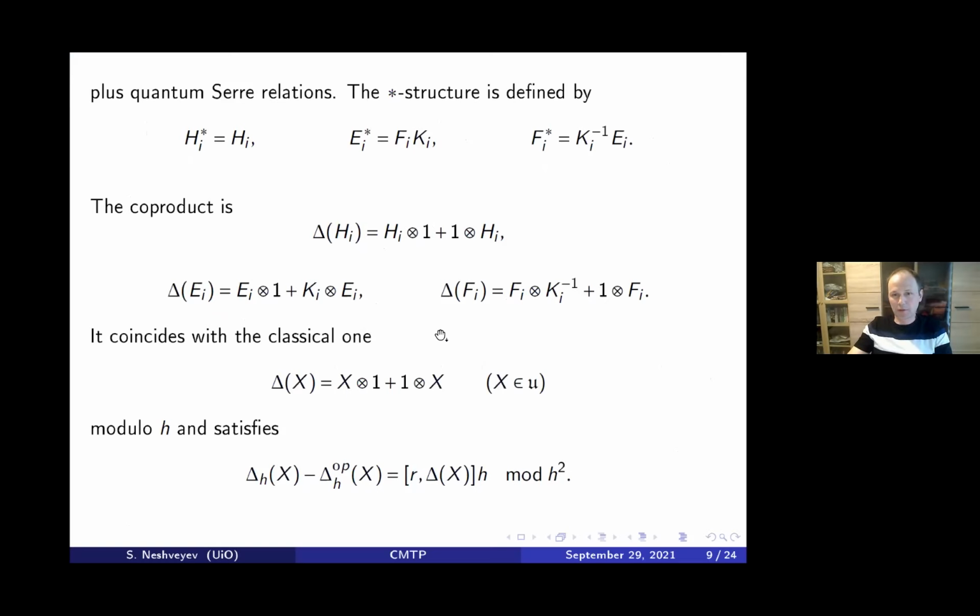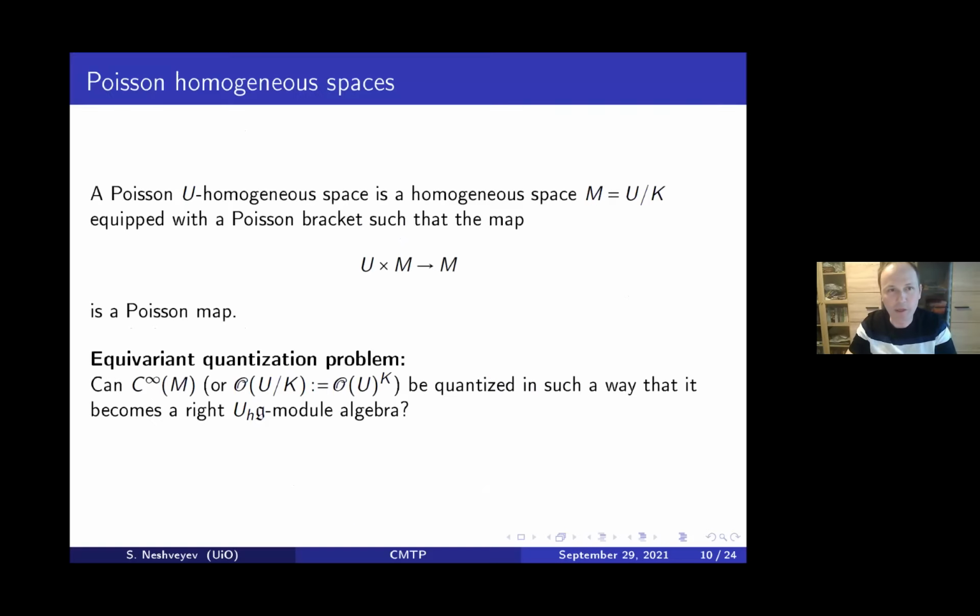So the coproduct is given by these formulas, and it quantizes this, so that the fact that you really get a quantization of your Poisson-Lie group is reflected by the property that this coproduct coincides with the classical one, modulo H. While if you look at semi-classical limits, then you have an identity of this form. If you take the coproduct and the coproduct with a flip, then you get this co-bracket, modulo H squared.